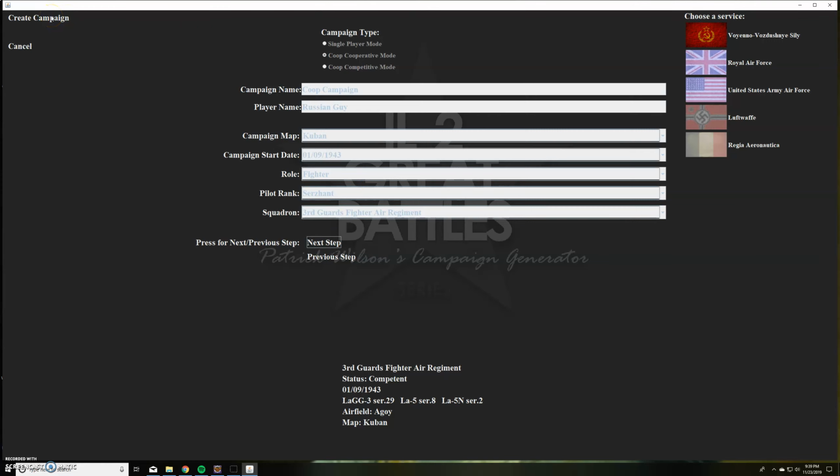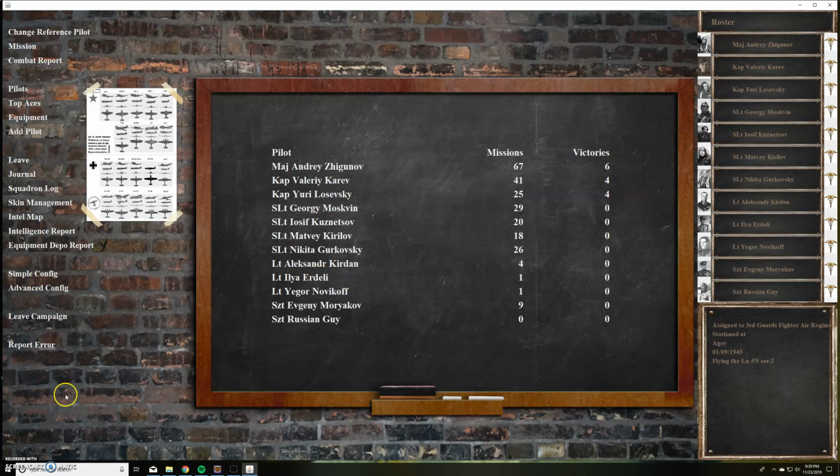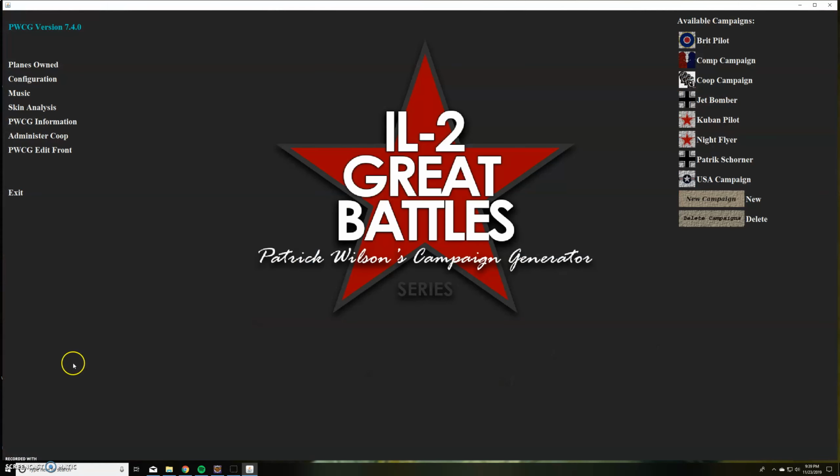Create the campaign. This one's going to be a cooperative mode campaign, which means that all of my pilots, all of my human participants, are going to fly together in the same squadron. And here we are. We're in the campaign, and we're going to leave the campaign. And here you can see this is kind of supposed to indicate everybody flying together. So there it is. That is campaign creation for competitive and cooperative.